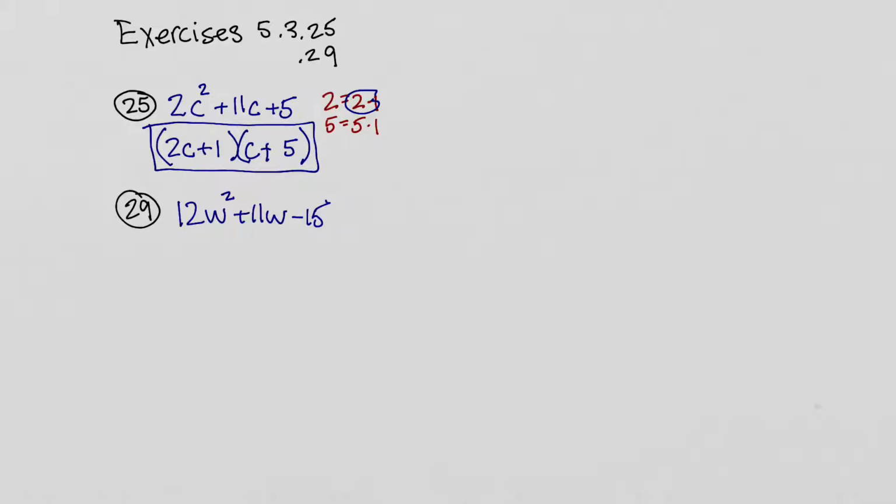Number 29. Let's factor this, if we can. Nothing's common all the way through, right? 12, 11, and 15. No number common there. We've got W's, W's, no W's here. So nothing common. Let's write our two sets of parentheses, anticipating we can do this. And now, this leading coefficient of 12, here's how we can get a 12, right? Quite a few ways. 12 and 1, 6 and 2, 4 and 3. And then this 15, that constant, we can get a 15 two ways, I can see. 15 and 1, 5 and 3.